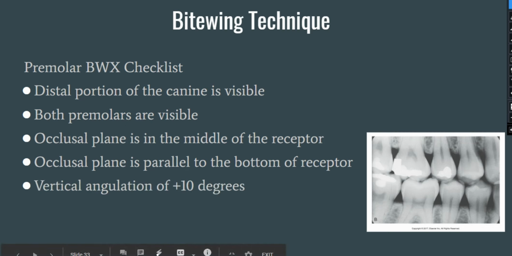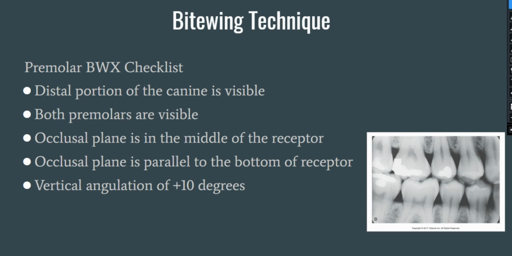And then the vertical angulation was positive 10 degrees. So this particular film does not look like it has any distortion other than a little of what is normal. And there is no cone cut on this film.